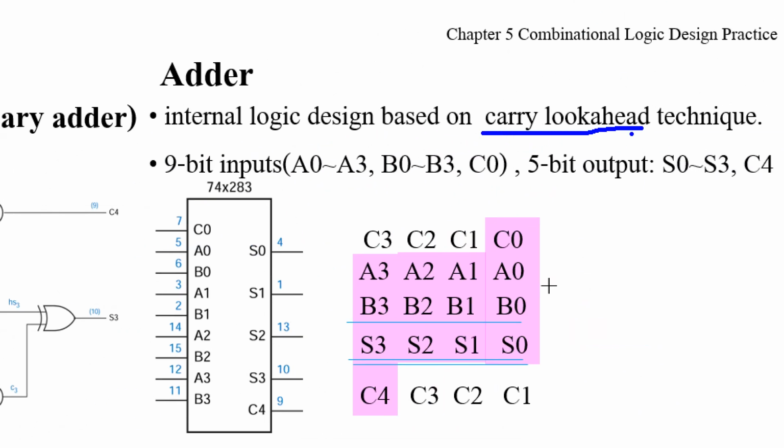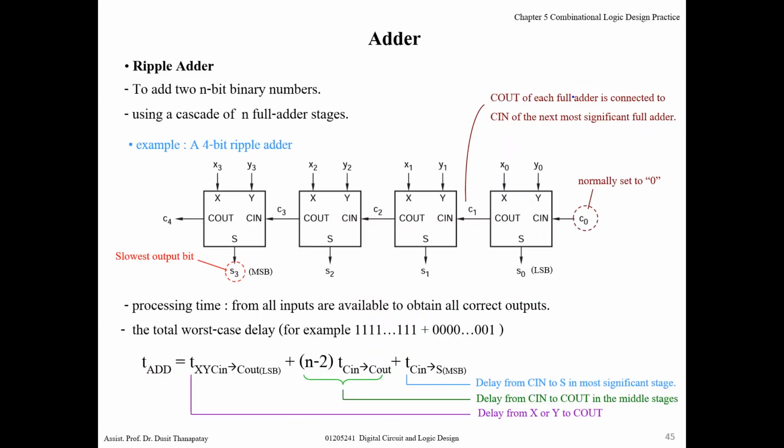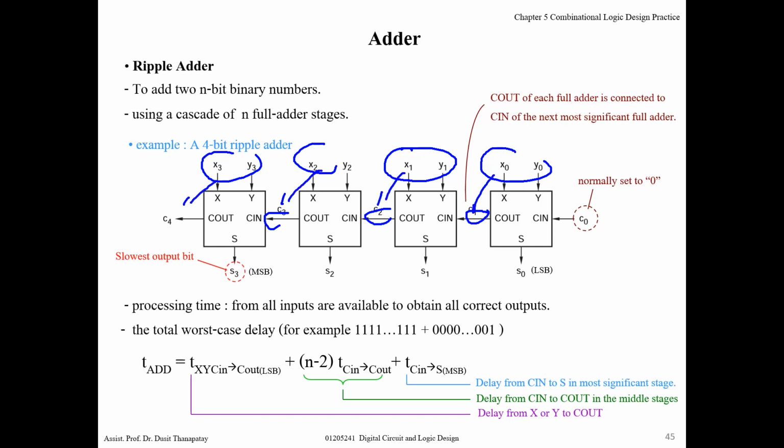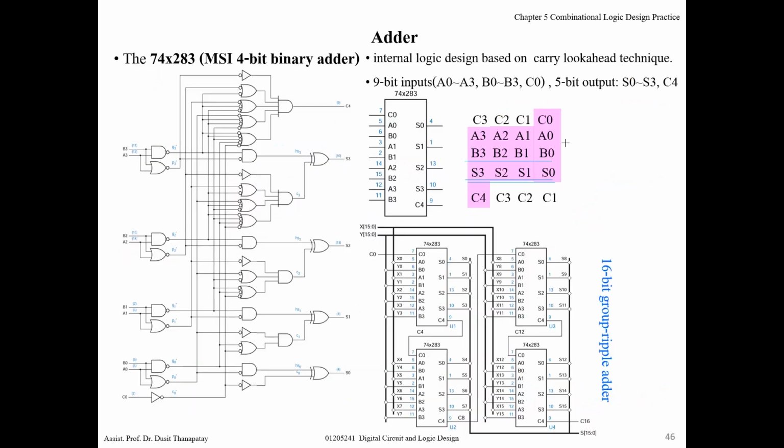For this technique, you calculate the value of the carry out first from the original input values. After that, you just use this carry look ahead technique to make the adder faster. And this IC, number 283, also uses this technique.